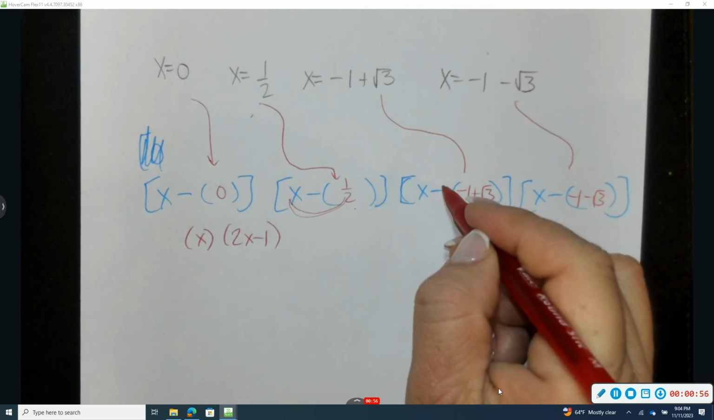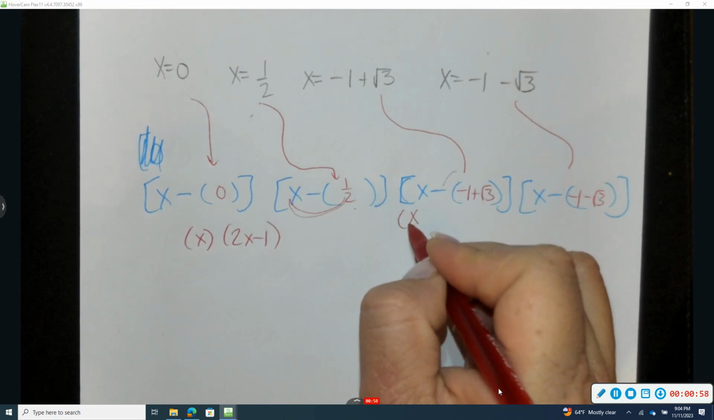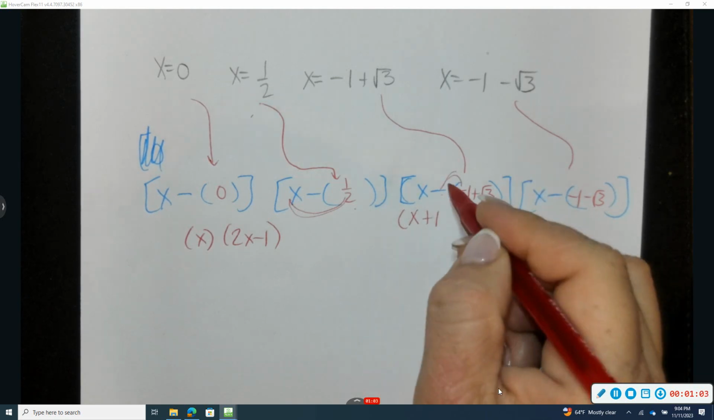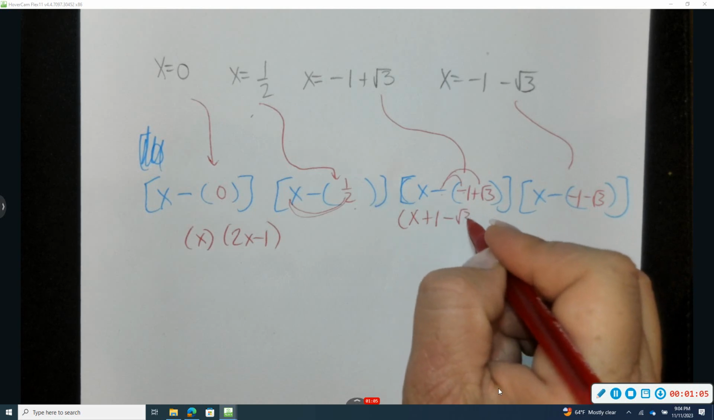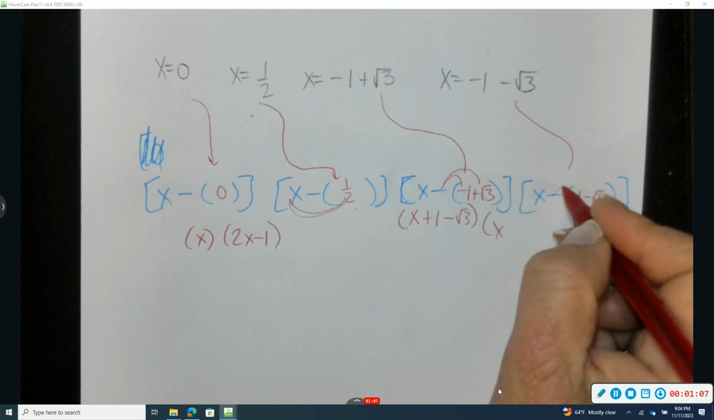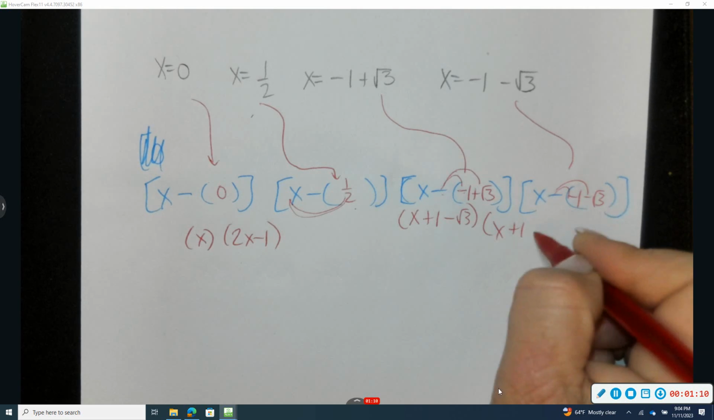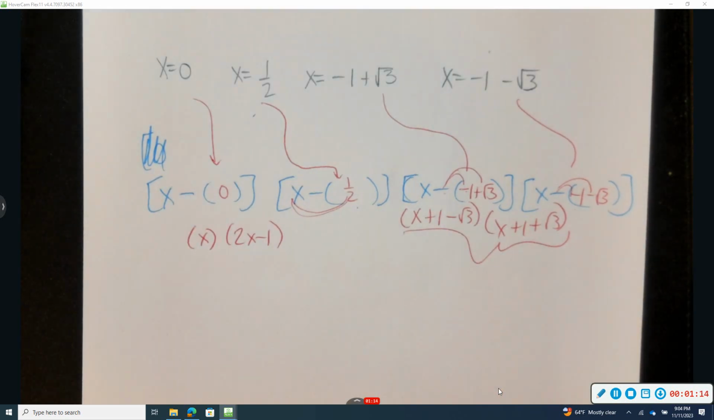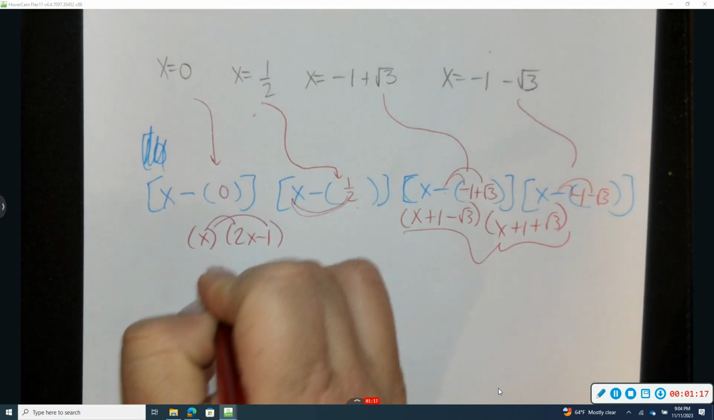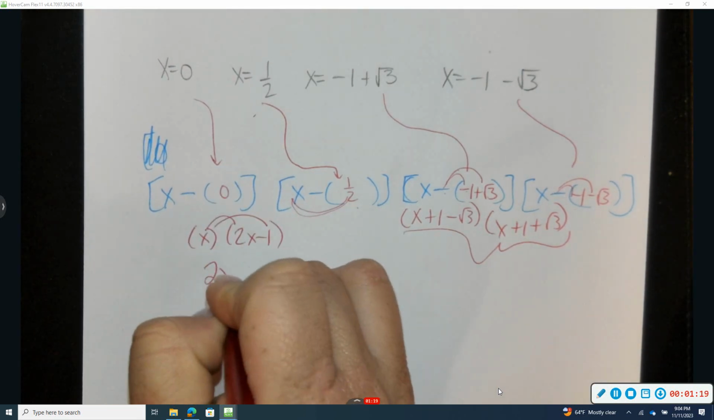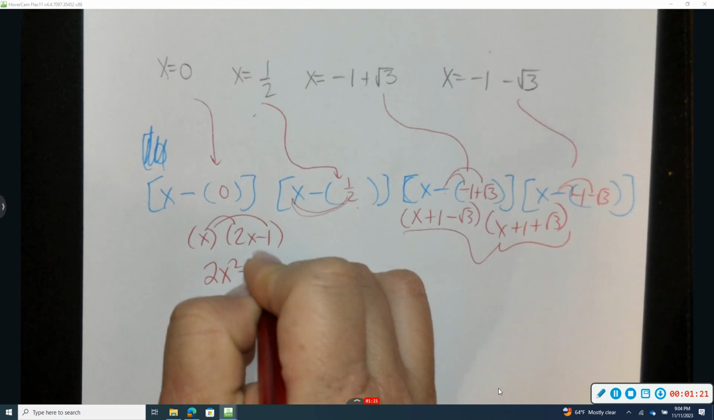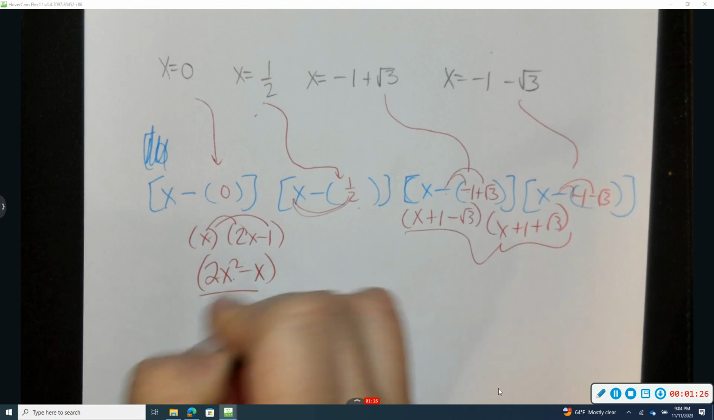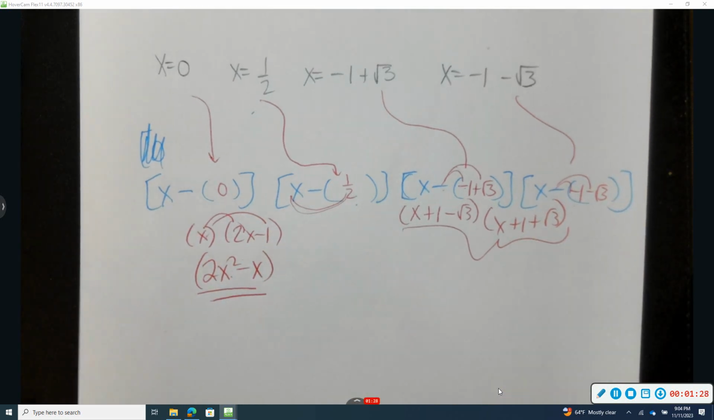And here I'm going to distribute the negative sign, so this becomes x. So negative times a negative is a positive 1 and a minus radical 3. And then I have positive 1 plus radical 3. Now I'm going to go off to the side and take care of this portion. And then afterwards, I'm going to distribute 2x squared minus x, because that becomes x times 2x and x times -1. So I'm going to bring this back in later on. For now, this is what I'm going to worry about.